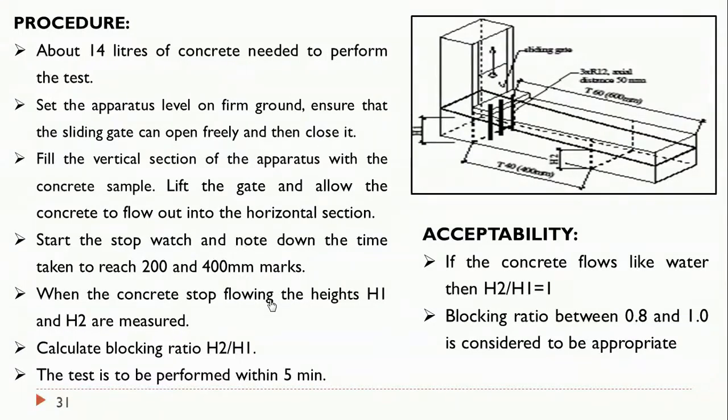Once the concrete reaches the end of the horizontal section, we have to measure the height. H1 and H2 are measured. H1 is the height of the concrete remaining in the vertical section, and H2 is the height remaining in the horizontal section. When you take the ratio, it should be between 0.8 and 1. The acceptable limit is 0.8 to 1.